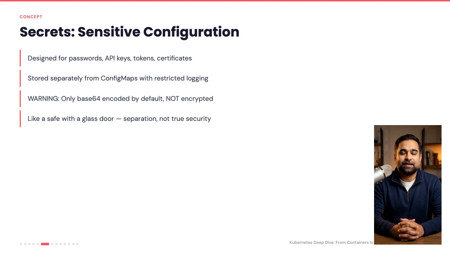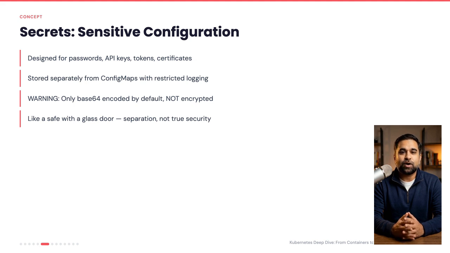Let's fix this. Creating a config map. First, let's extract the non-sensitive configuration into a config map. I'll show you the YAML on screen. We create a config map named database-config. Under the data section, we define our key value pairs, database host and database port. Notice that even though 5432 is a number, we quote it as a string. Config maps store everything as strings.